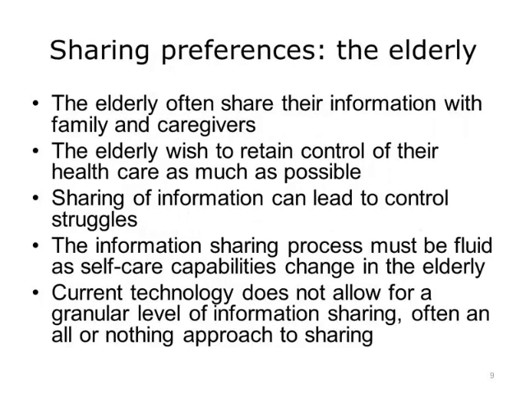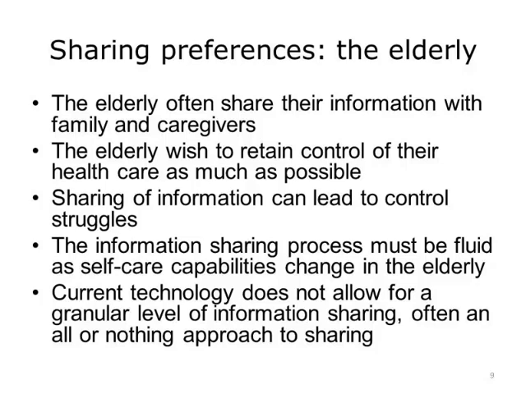As a group, the elderly are less inhibited about sharing their health information with family, friends, and the public. Even though the elderly share their information with their family, they wish to retain control of their health care as much as possible. Sharing of information can lead to control struggles over healthcare decisions.